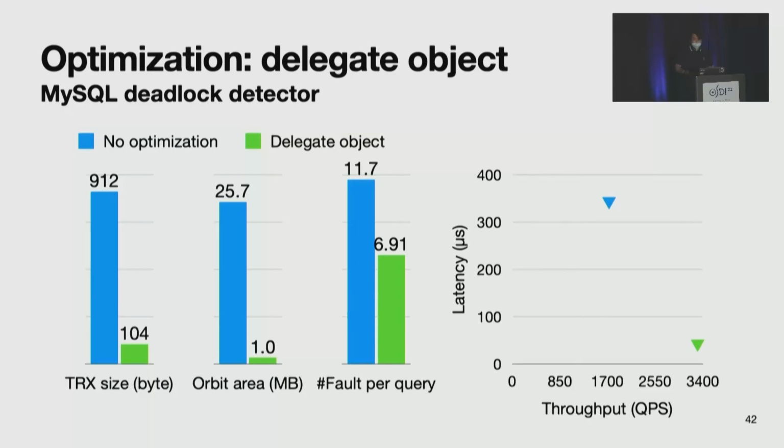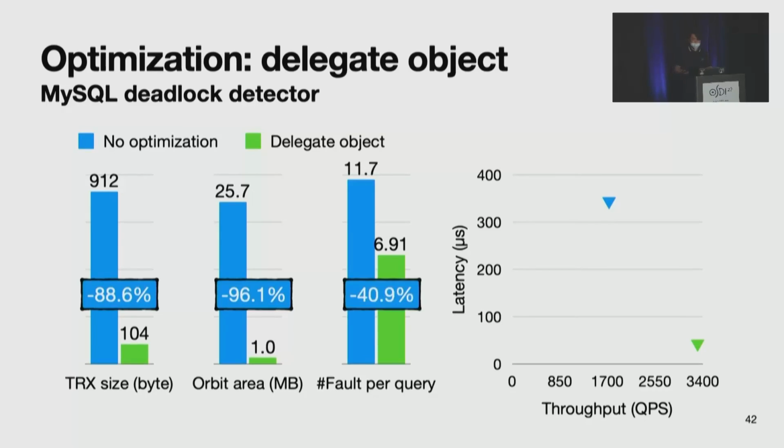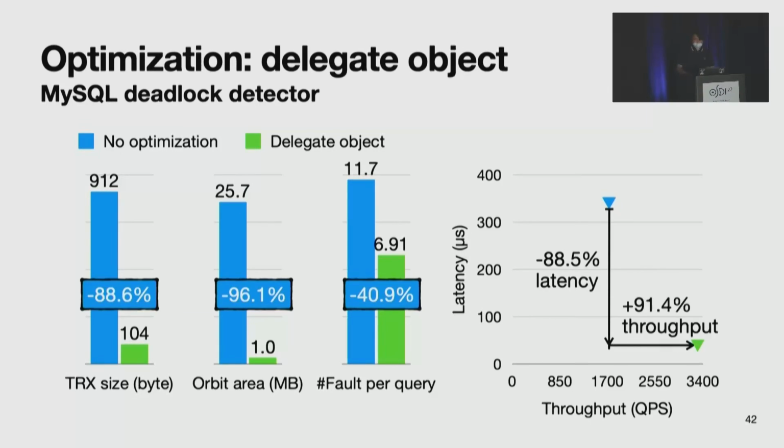Our optimization technique significantly helped. For example, the delegate object for the MySQL transaction struct is about 1/9 of the original size, and the total size of the orbit area gets a 96 times size reduction. The page fault number per query is also reduced by 41%, and that helps improve latency. We see that the orbit call latency is 88% shorter, and the throughput increases by 91%.